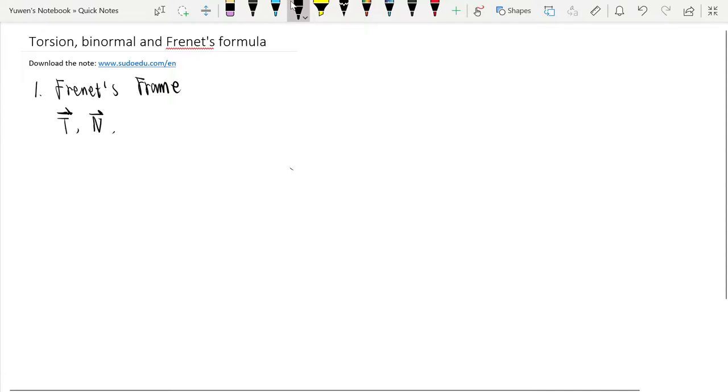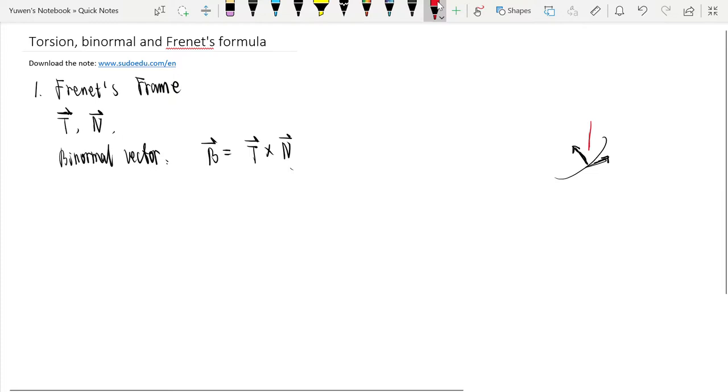It is the only vector that is left. We call this the binormal vector. The binormal vector B is T cross N. So if there is a unit tangent vector T and a unit normal vector N, the last one is the unit vector B.